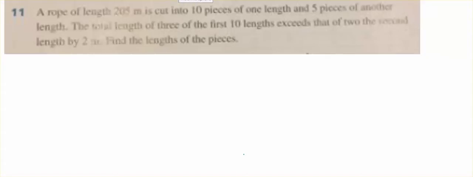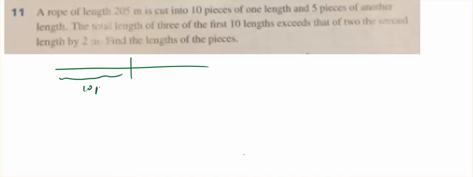This is question 11 from the chapter 11 review short answer section. We have a situation with a rope that is 205 meters long. The rope is cut into two sections. One section is cut into 10 pieces, and the other section is cut into 5 pieces.